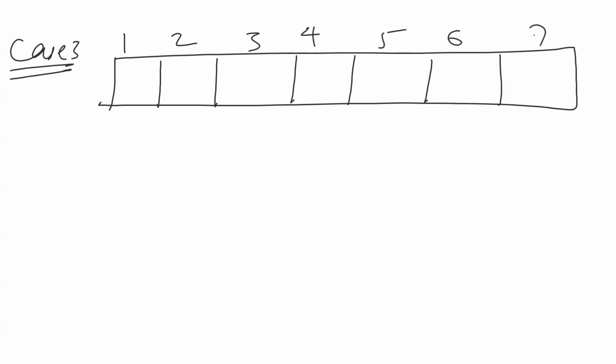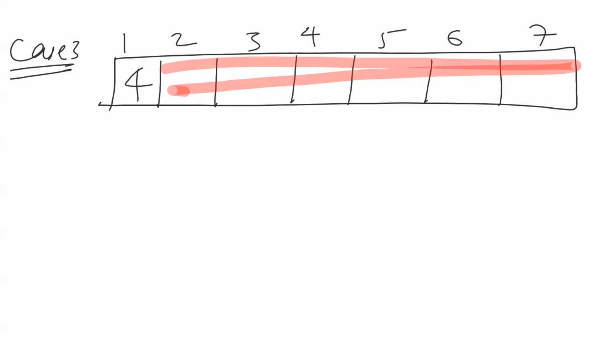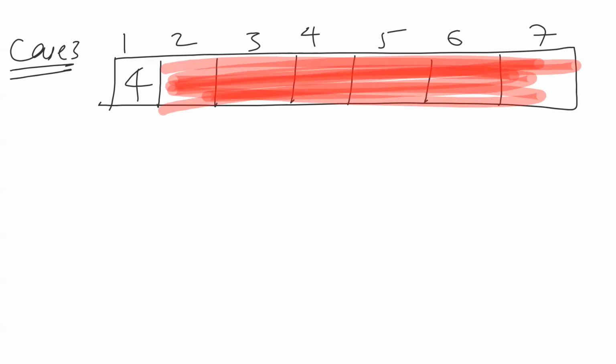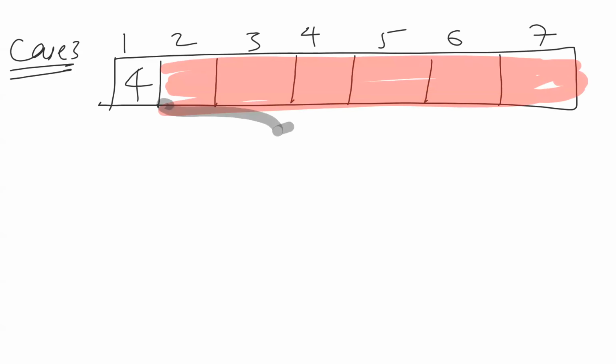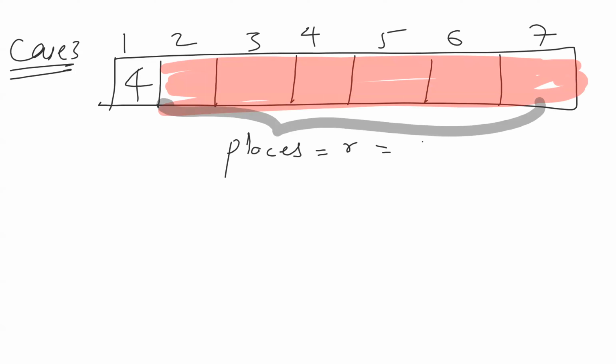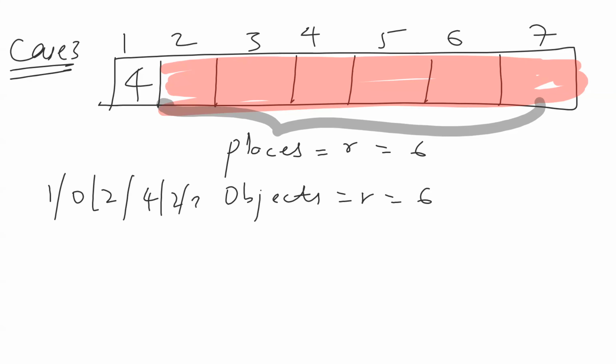So this is 4. So the arrangements are supposed to be made over here at these 6 places. So for here, total places are equal to 6. Objects are equal to 6. But which 6 objects? We need to write that down. 1, 0, 2, 4, 2, 2. See, we have the object list over here.